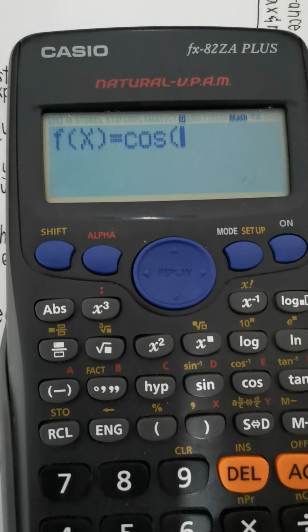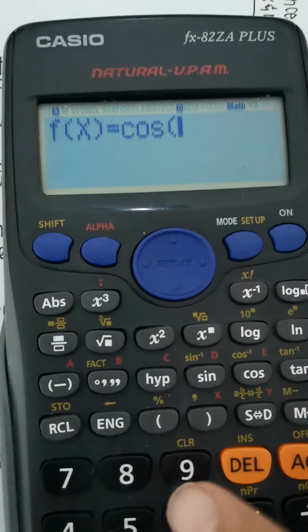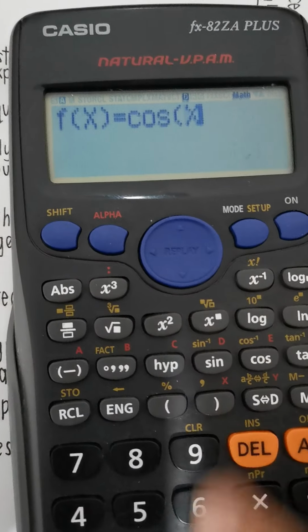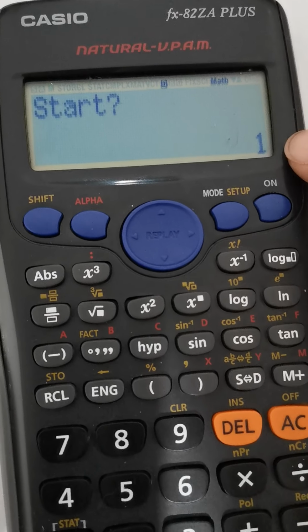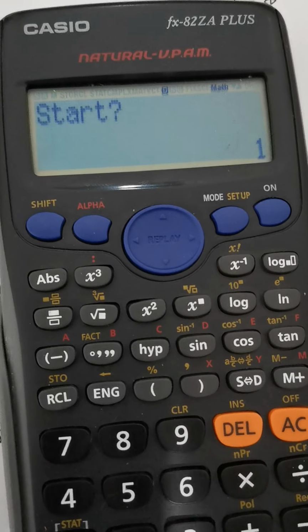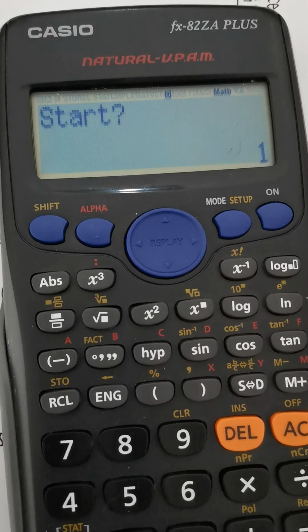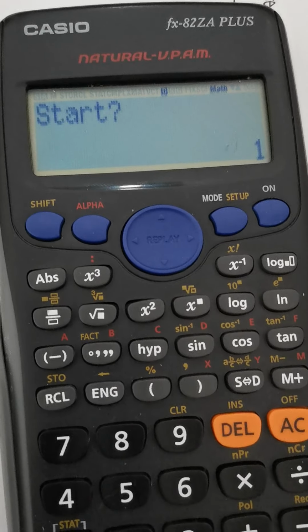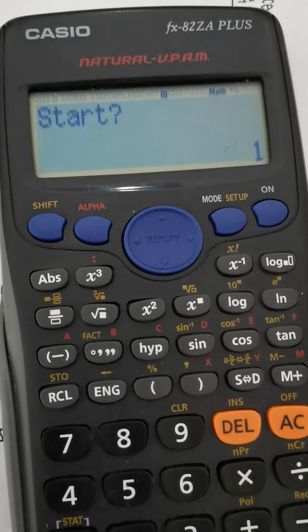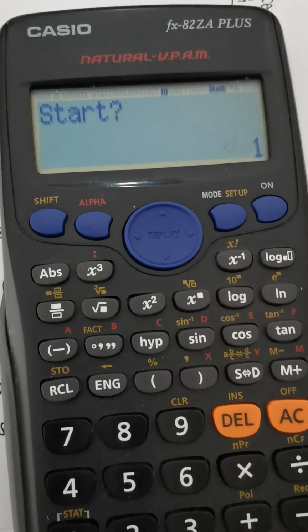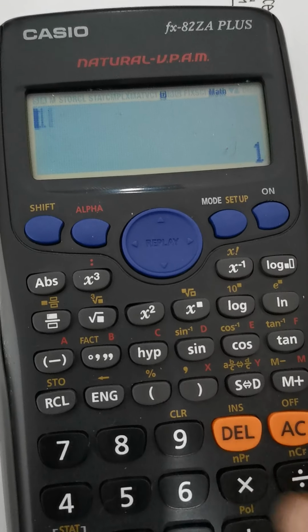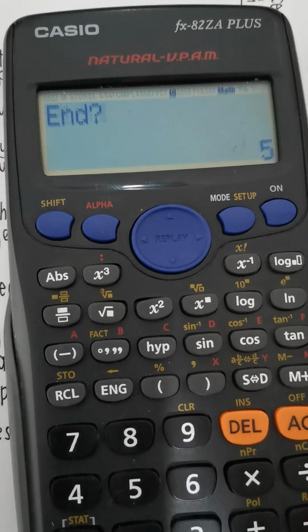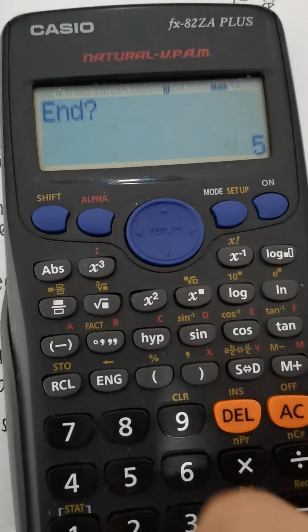So let's go cos alpha. You're going to pick our x value. Is it x plus 30 degrees equals? It says start. What do I mean by start? It means the first value that they want you to sketch the graph for. How do you find that? You go to your domain. So if I said my domain is between negative 180 and 180, you're going to start at negative 180. Okay, we're going to end at 180.